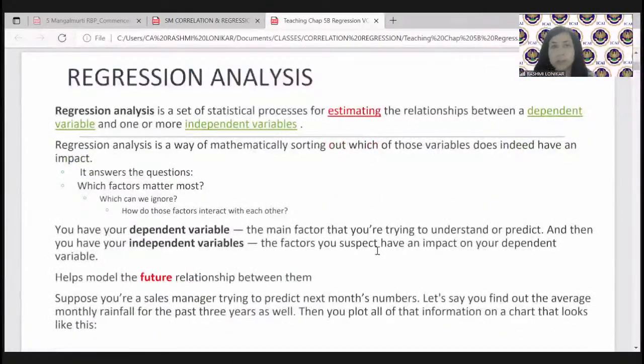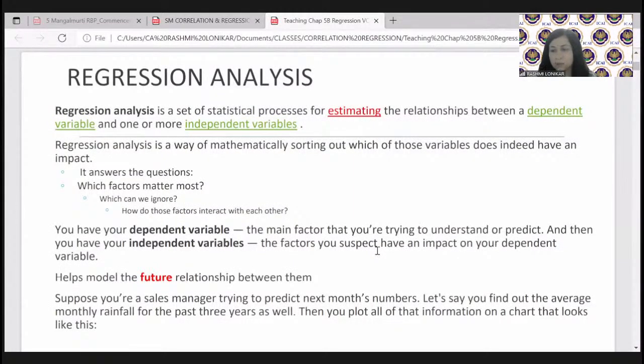From the theory point of view, what are the important words? Those have been highlighted. Regression analysis is a set of statistical processes for estimating the relationship between a dependent variable and an independent variable. You can have more than one independent variable, but for our exam purposes, we are only talking about one independent variable. But as you all know, in businesses and real life, any decision is affected by more than one variable. So in real life we will have more variables, but for exam purposes we are dealing with only one variable.